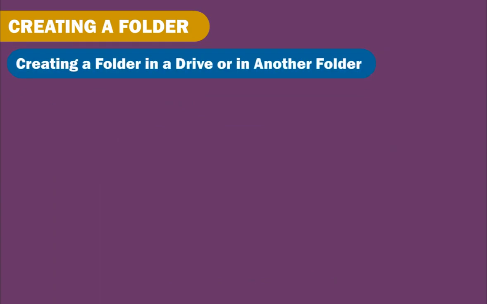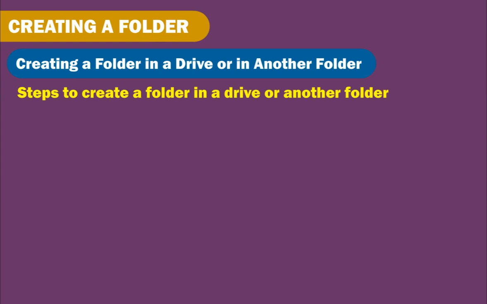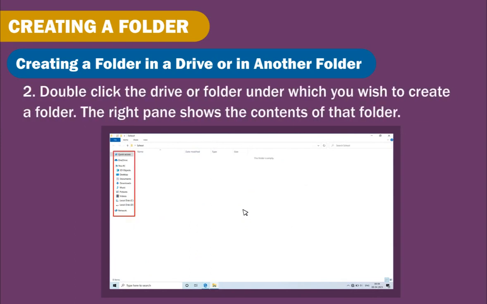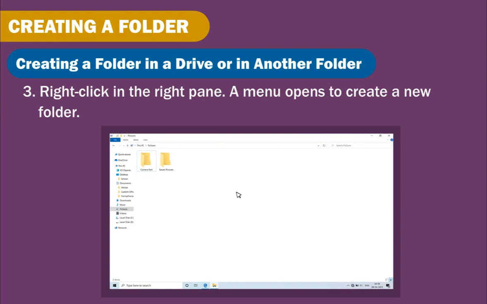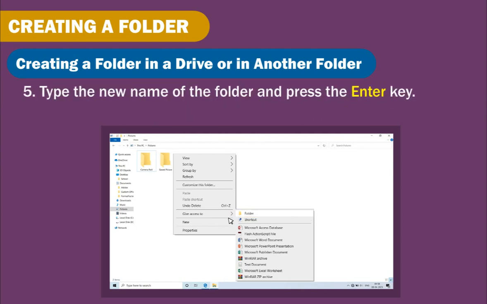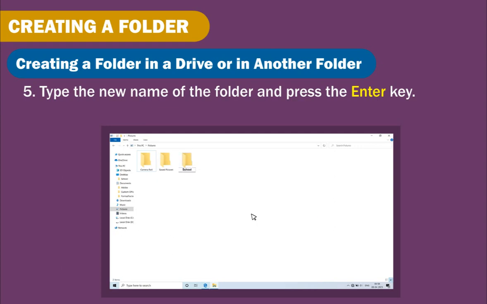Creating a folder in a drive or in another folder. Steps to create a folder in a drive or another folder. 1. Open File Explorer. 2. Double-click the drive or folder under which you wish to create a folder. The right pane shows the contents of that folder. 3. Right-click in the right pane. A menu opens to create a new folder. 4. Select the New option. A new folder will appear with the default name New Folder. 5. Type the new name of the folder and press the Enter key.